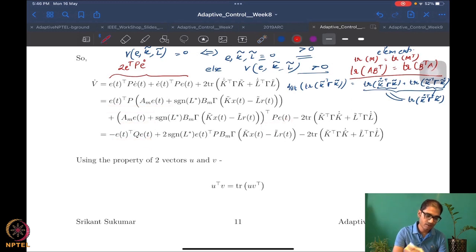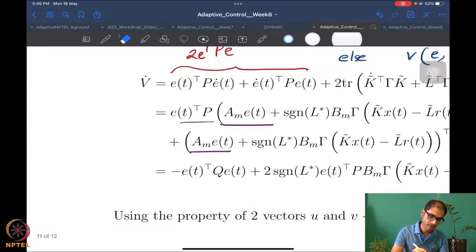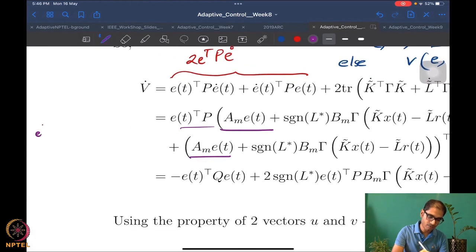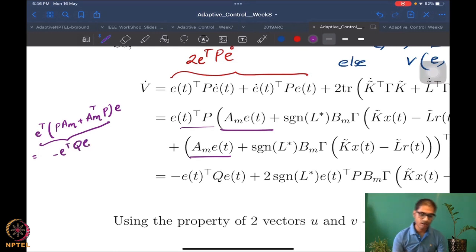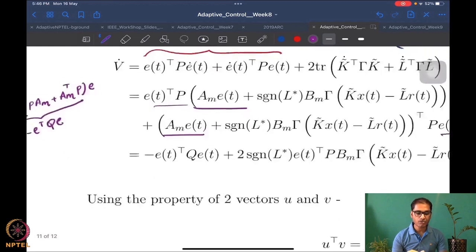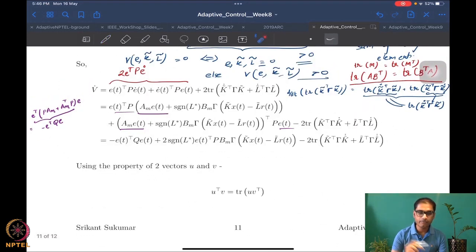Okay. So, if you may, this term, with this term, whatever, gets combined and can be written as E transpose (P AM plus AM transpose P) E. And that's actually equal to minus E transpose Q E from the Lyapunov equation corresponding to the AM, which is a Hurwitz or stable matrix.